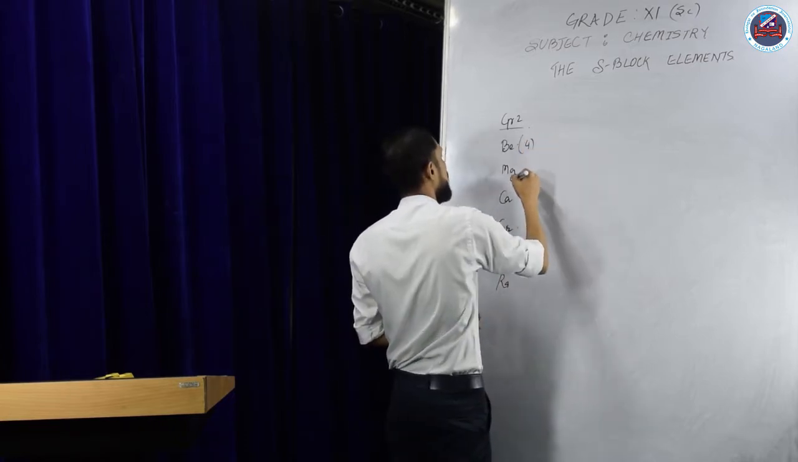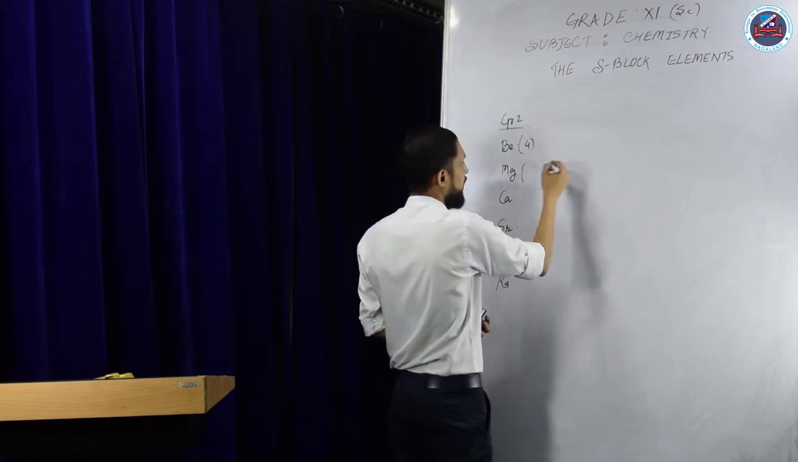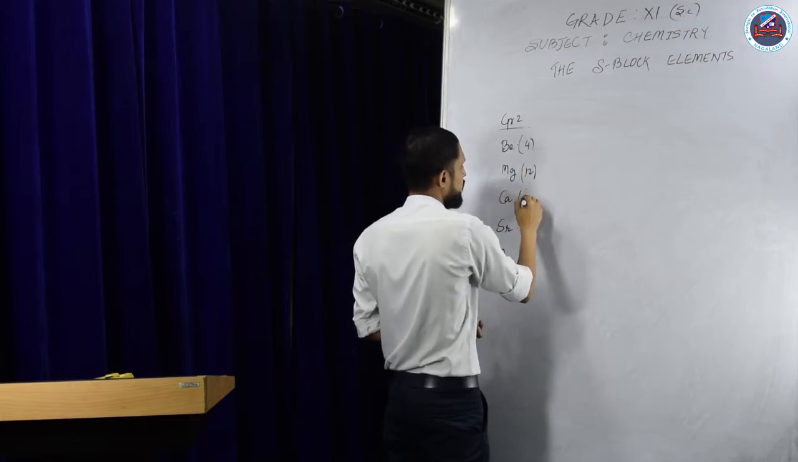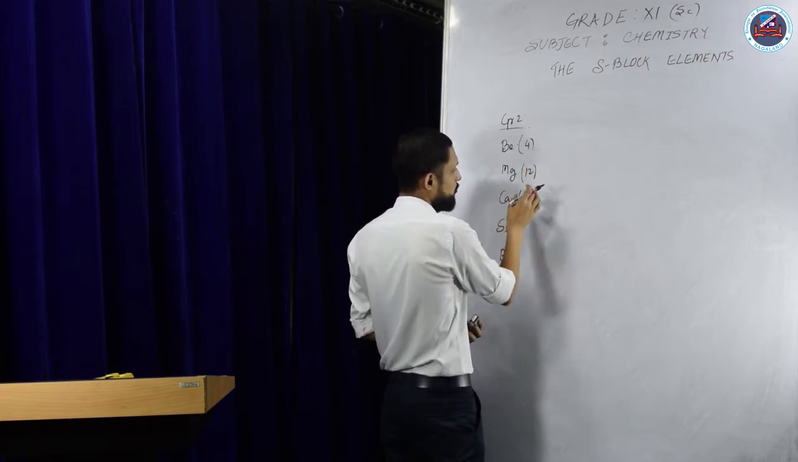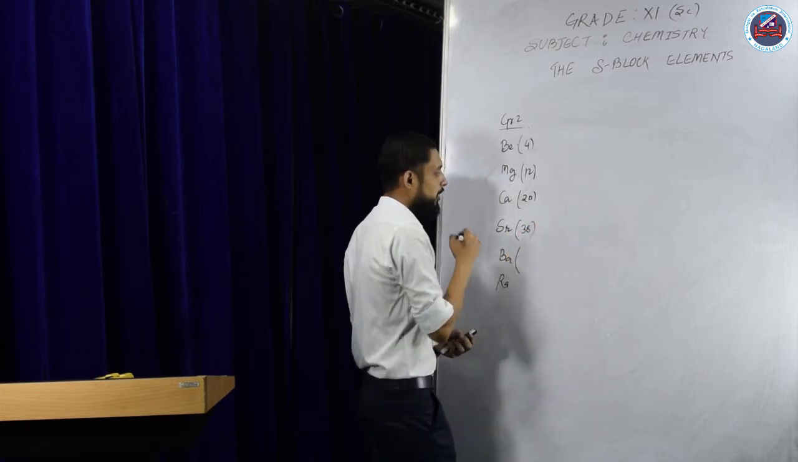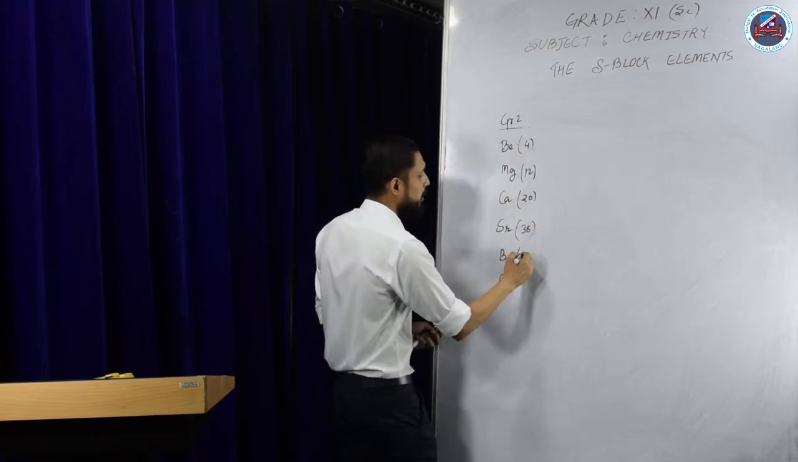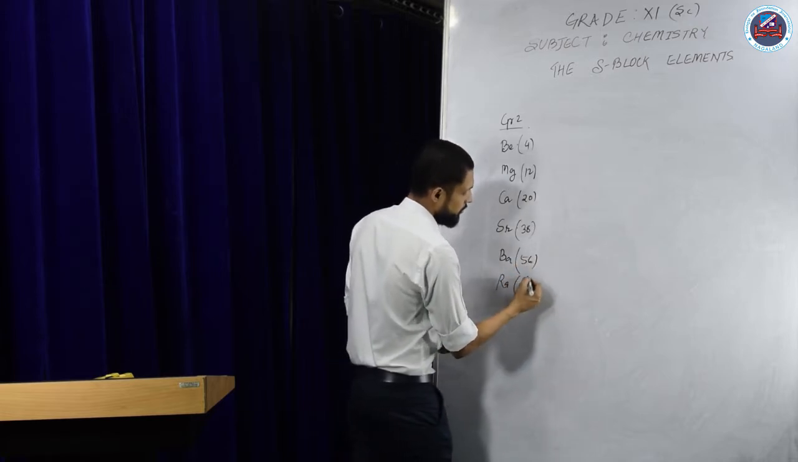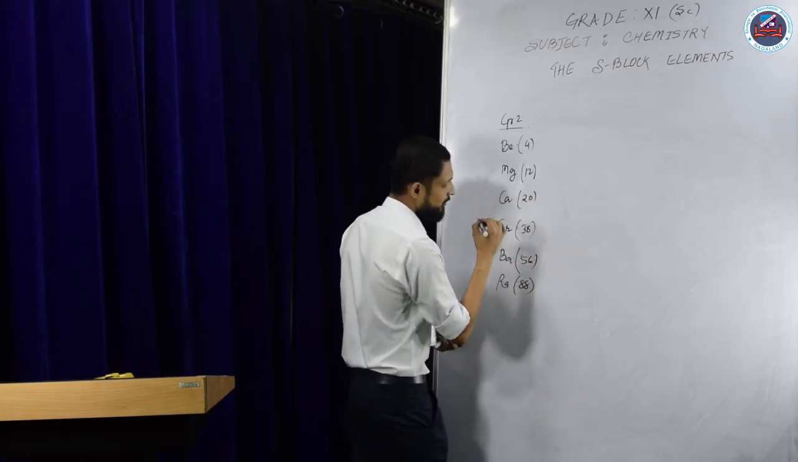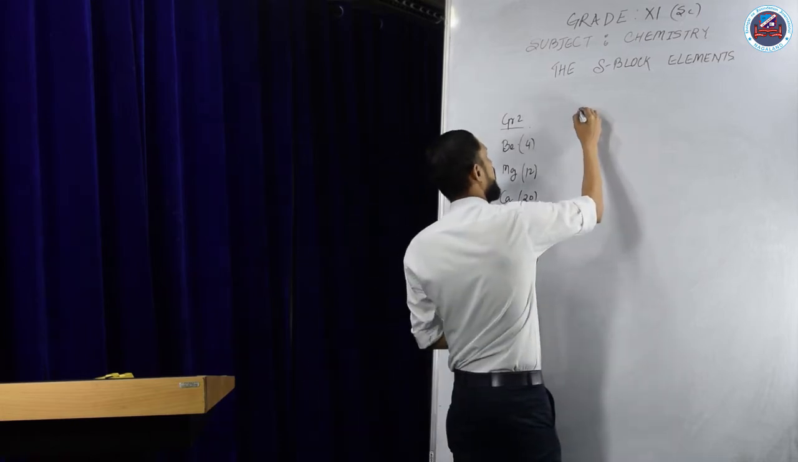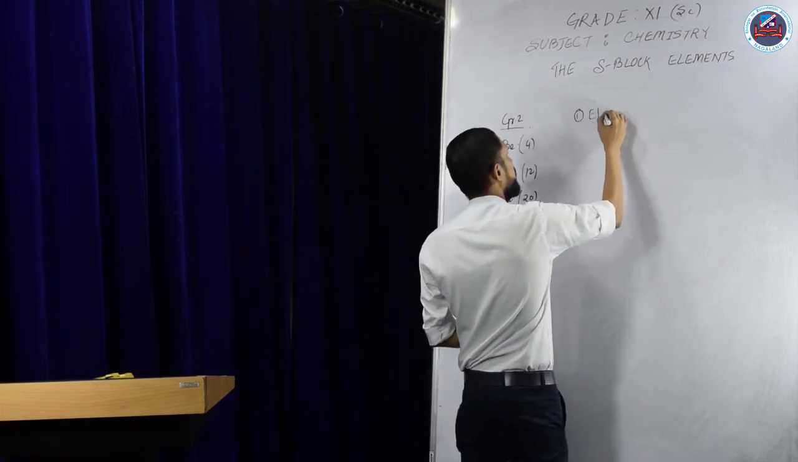Beryllium is 4. Magnesium will be 4 plus 8, 12. Calcium will be 12 plus 8, 20. Strontium will be 20 plus 18, 38. Barium will be 38 plus 18, that is 56. Radium will be 56 plus 32, that is 88. So first, let us see how to write the electronic configuration.